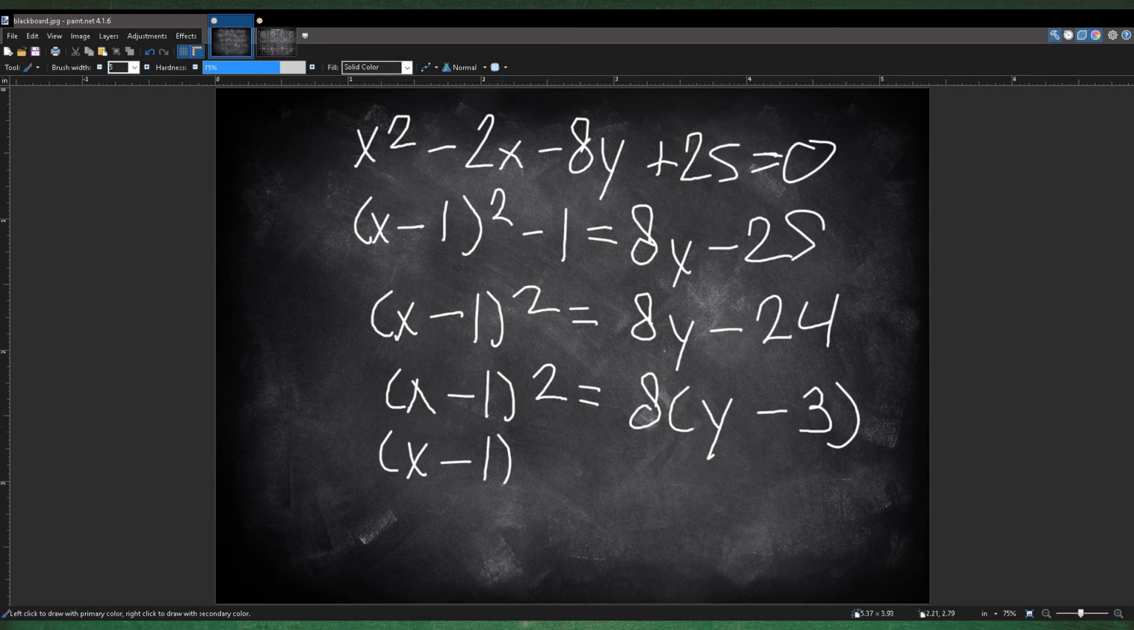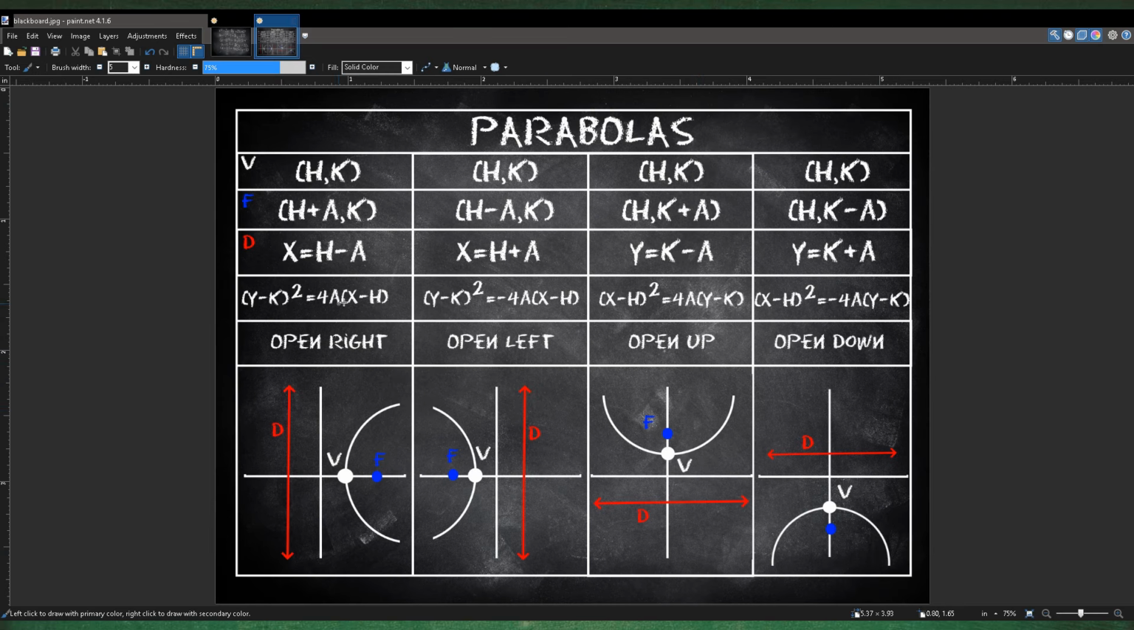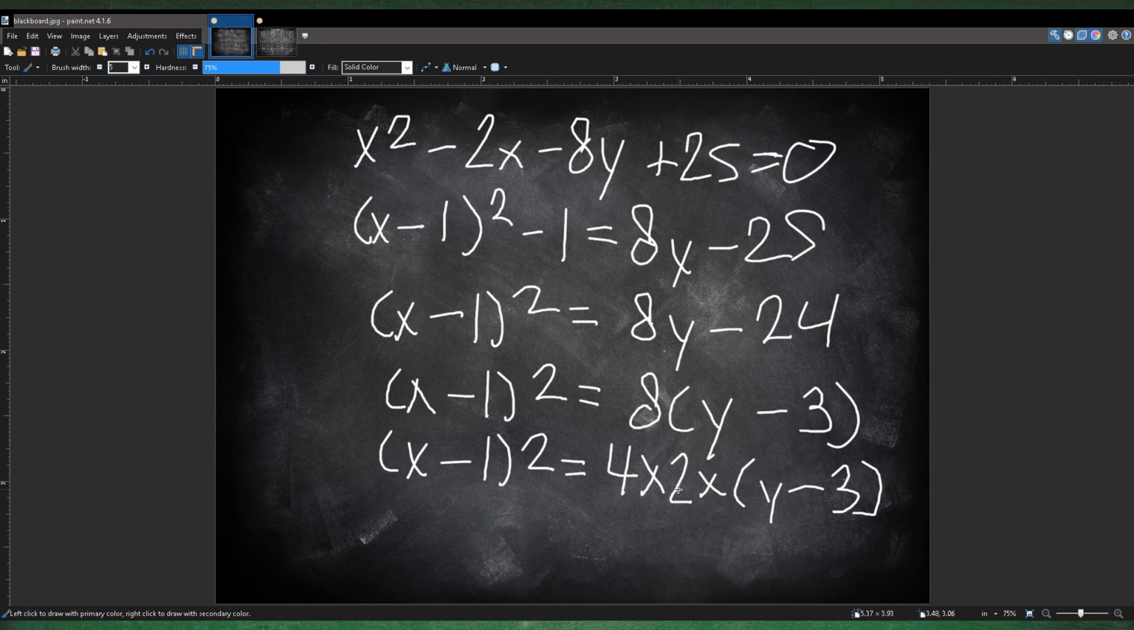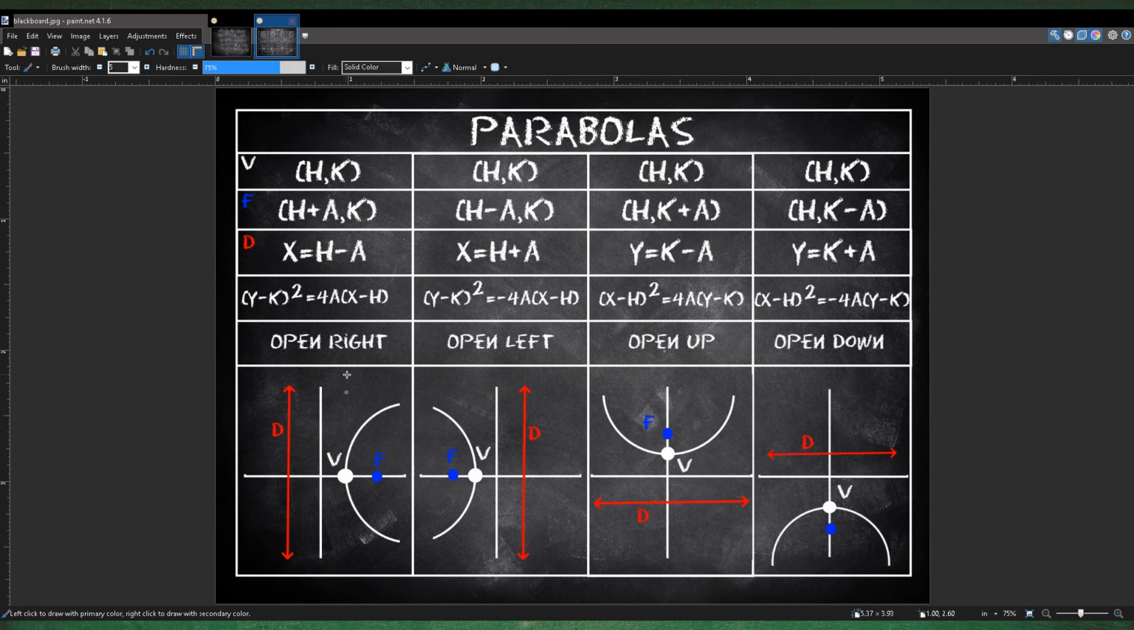So you have (x minus 1) squared is equal to 4 times 2 times (y minus 3). Okay? So you get this, which is basically, you just have to look for these equations because it's 4 times a number, which makes sense. So 4 times a number times that linear term. So it's always going to be 4 times a number times that linear term, unless it's negative 4.